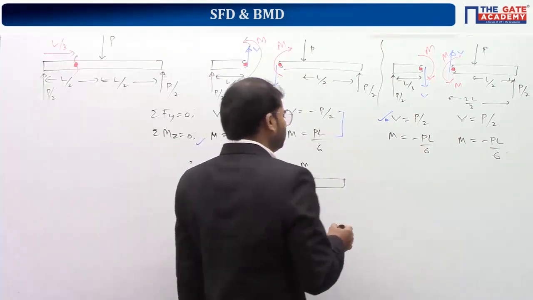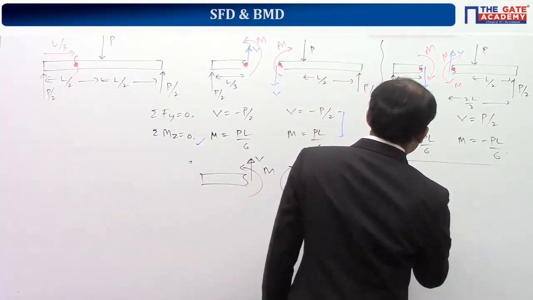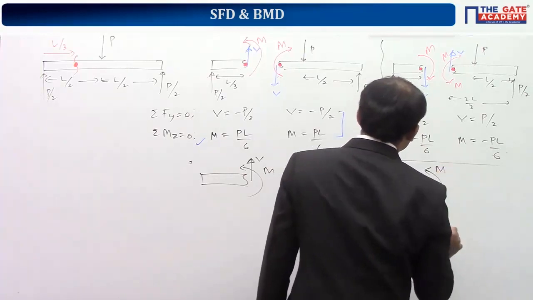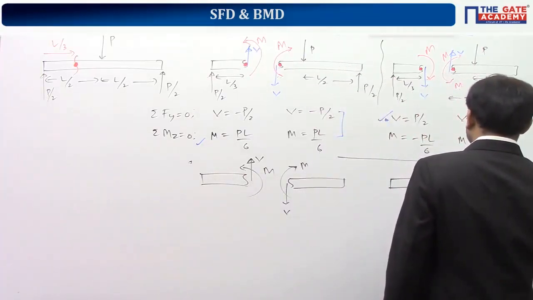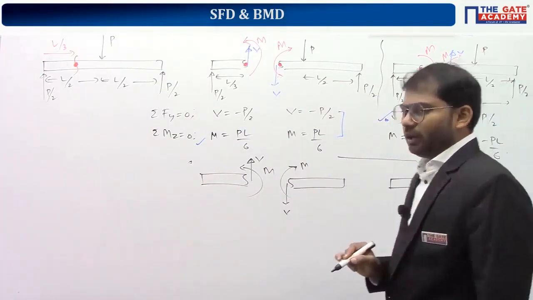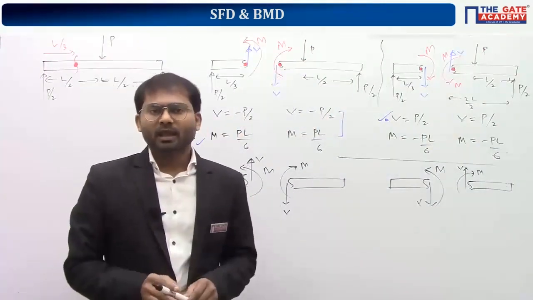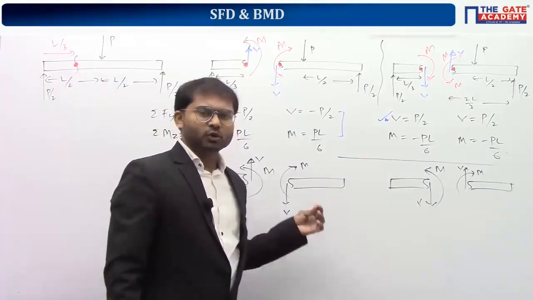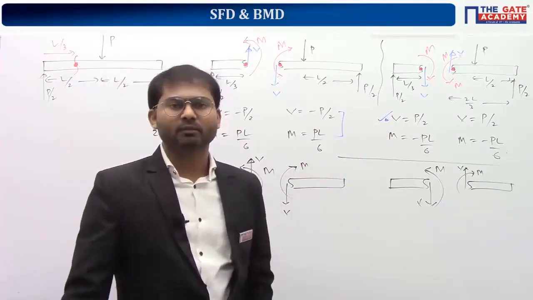In our textbooks, what I observed was, they are following the reverse sign convention for V, but the same sign convention for M. Understood? Okay. So whatever the convention we use, you will get the magnitude as same only. And please remember, here the difference is only in terms of shear force, which is of relatively lesser significance as compared to bending moment.